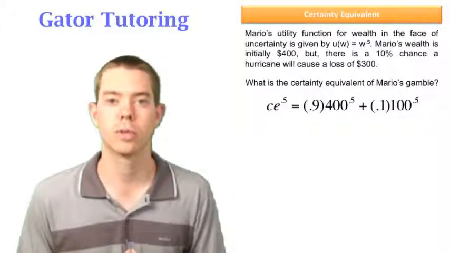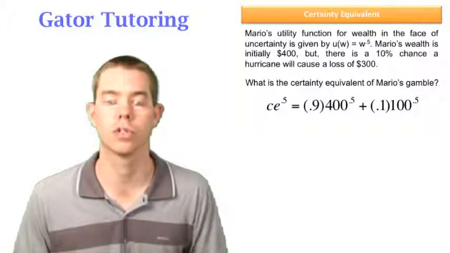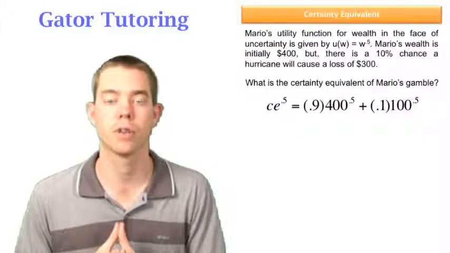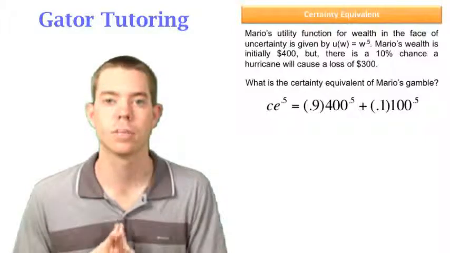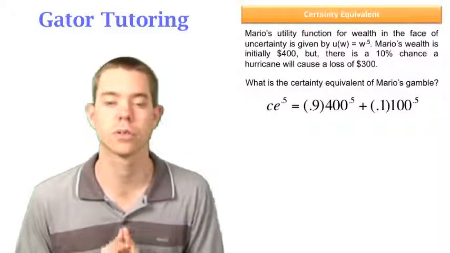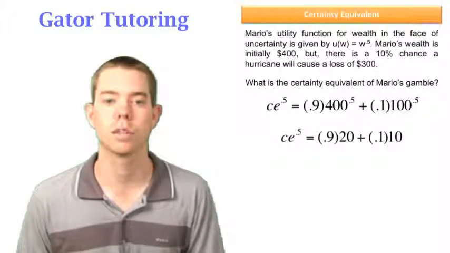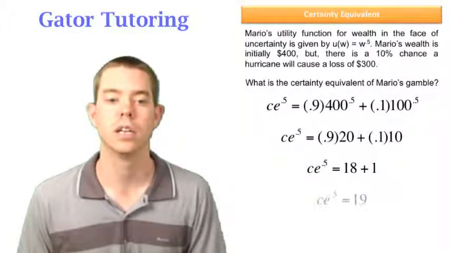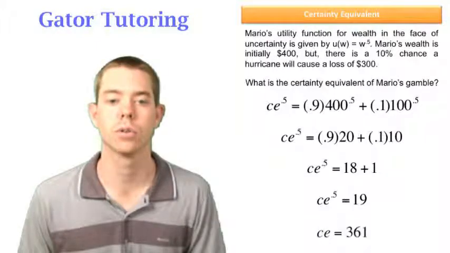So the certainty equivalent raised to the 0.5 is going to be equal to the 90% chance we keep our $400 raised to the 0.5, plus the 10% chance we lose $300 and end up with $100 raised to the 0.5. We work that out and we find that our certainty equivalent is equal to 19 squared, which is 361.